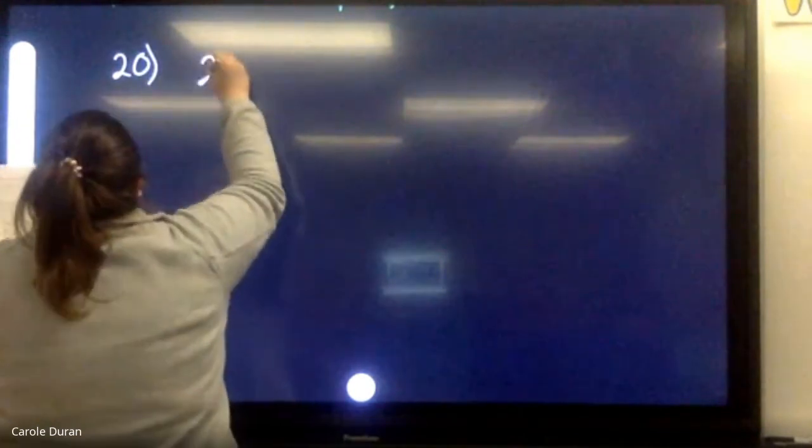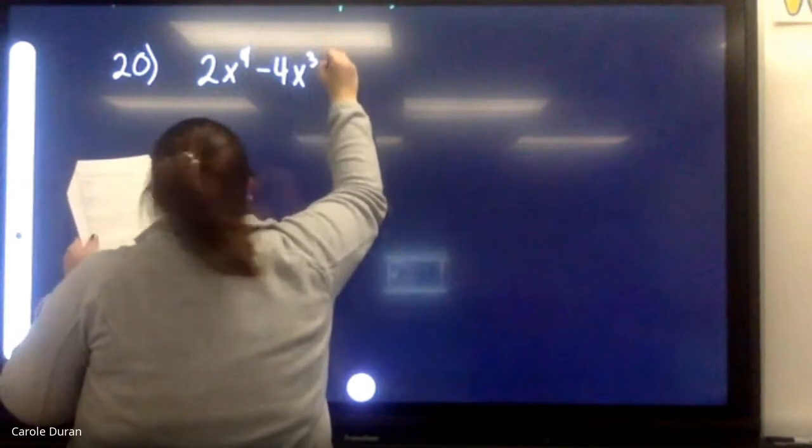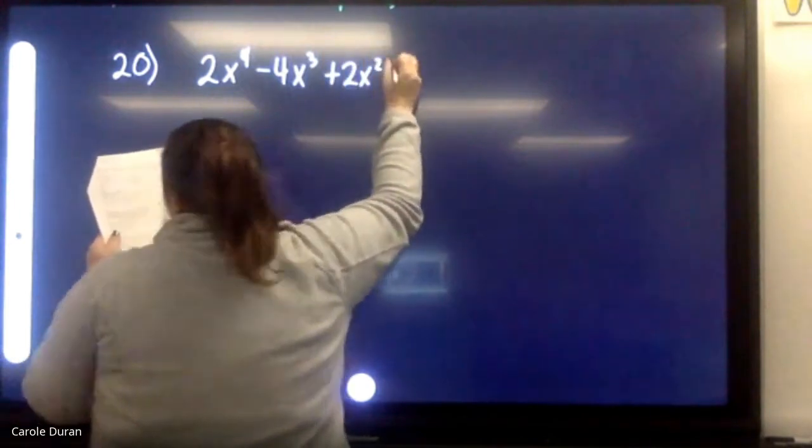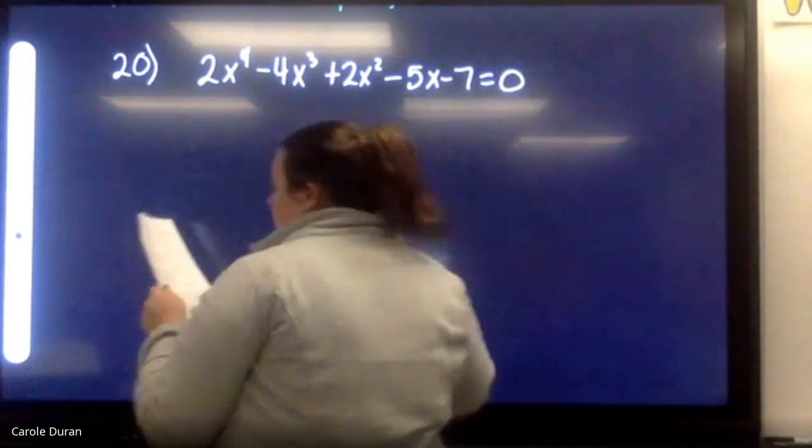So then 20 is Descartes' rule. Find the possible number of positive, negative, and imaginary roots. The equation that I've been given is 2x to the 4th minus 4x cubed plus 2x squared minus 5x minus 7 equals 0.